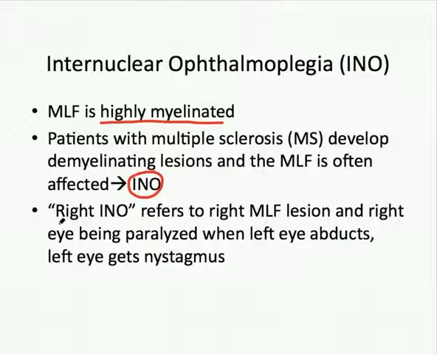So, like we said before in the previous slide, a right INO refers to a right medial longitudinal fasciculus lesion. And the right eye is paralyzed in that case when the left eye abducts. What I failed to mention before is that when this happens, the left eye actually gets nystagmus. So when your left eye is trying to abduct and your right eye is staying in the same position, your left eye has nystagmus.